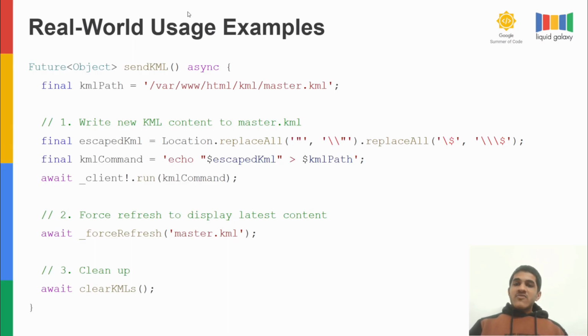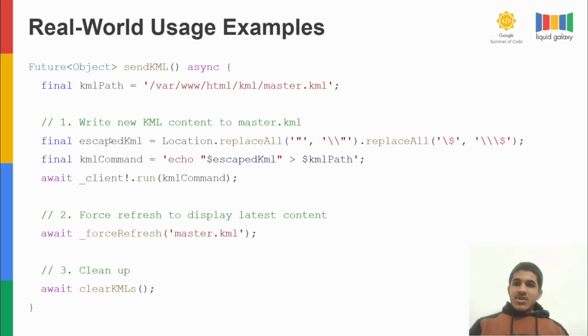What we do here, first of all, is define a KML path where we have to put our new KML. So we are putting our KML into master.kml, which is responsible for all the input output transactions. So in the first step, we write new KML content to master.kml.